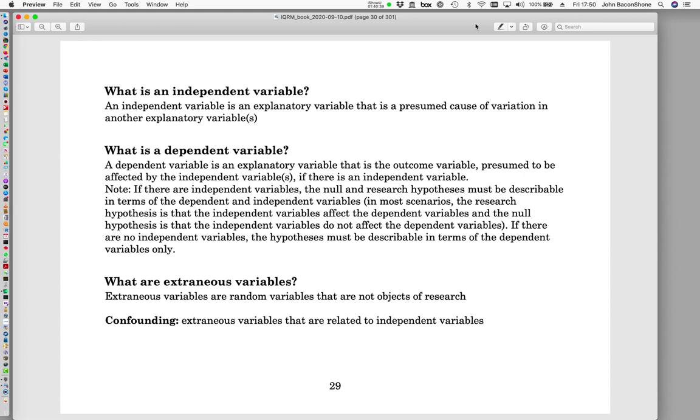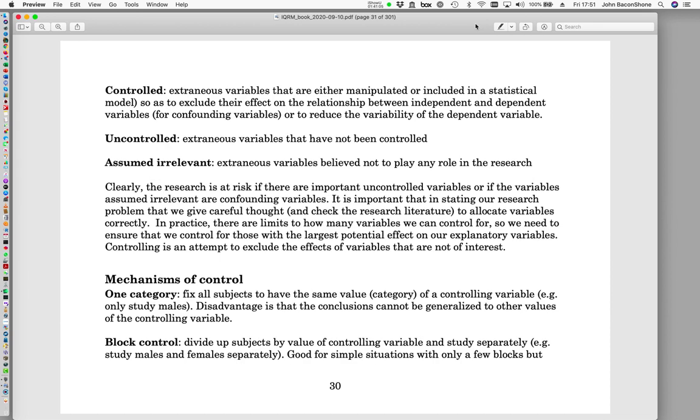Okay, so that seems simple, but unfortunately it's not, because there are many other variables around. Not just the explanatory variables, there may be other variables which are also varying within the study. So the extraneous variables are the random variables which are not the objects of research. So first of all, we have what we call confounding variables. Confounding variables means these are extraneous variables that are related to the independent variables. So we will see later on that that might be a problem.